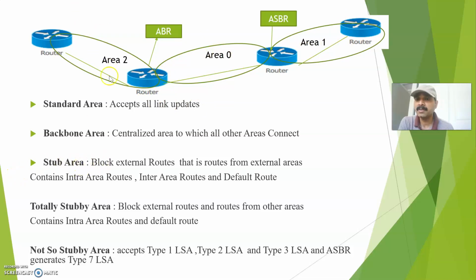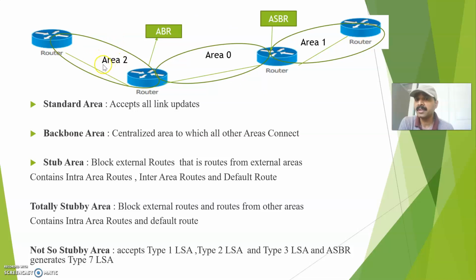And what is the stub area? Assume area 2 I am configuring as a stub area, which is used to block the external routes, that is, the routes from a non-OSPF domain. So what information does it contain? It contains the intra-area routes, that is, within the same area, and the routes from other areas, what we call inter-area routes, and a default route. So what about a totally stubby area? It not only blocks the external routes, it also blocks the routes from other areas. So that is the purpose of a totally stubby area.